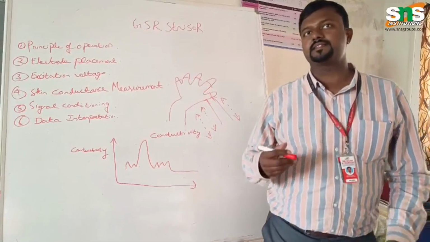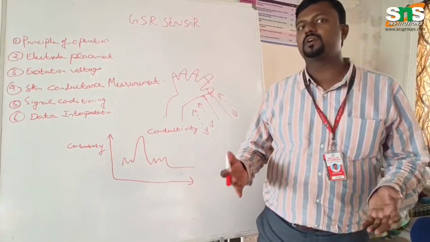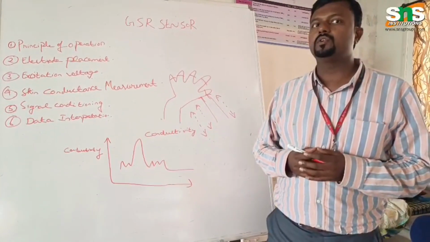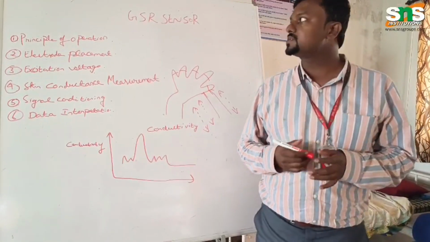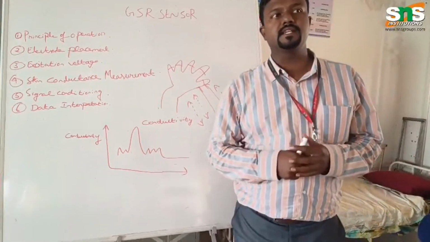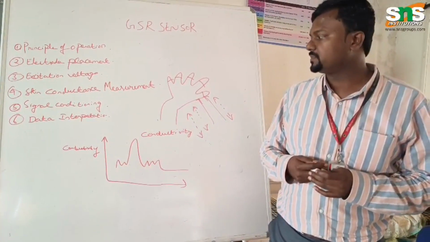But in other cases, even when the heart is working fine, the size of the heart is normal, and the heartbeats are normal, if the BP is still high, then comes the point of the GSR sensor. Based on the skin conductance measurement, we can find the anxiety level and the stress level of a patient.